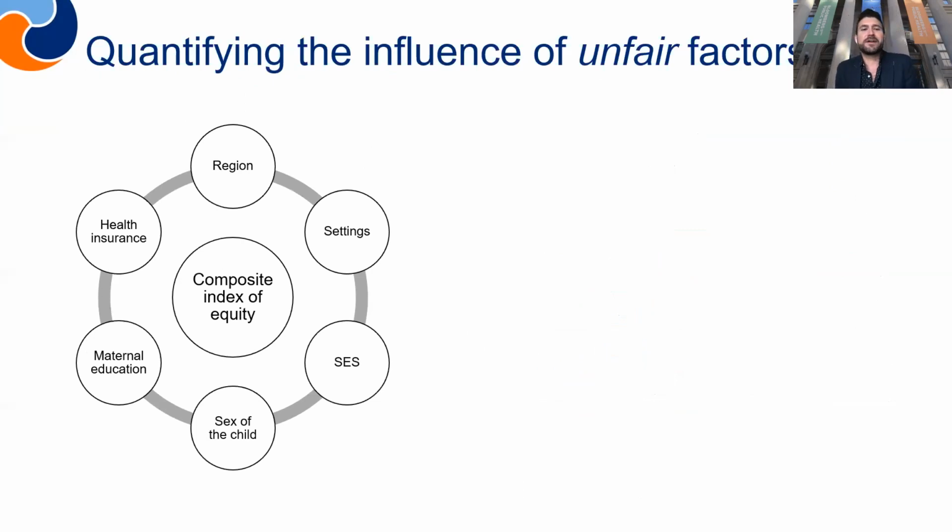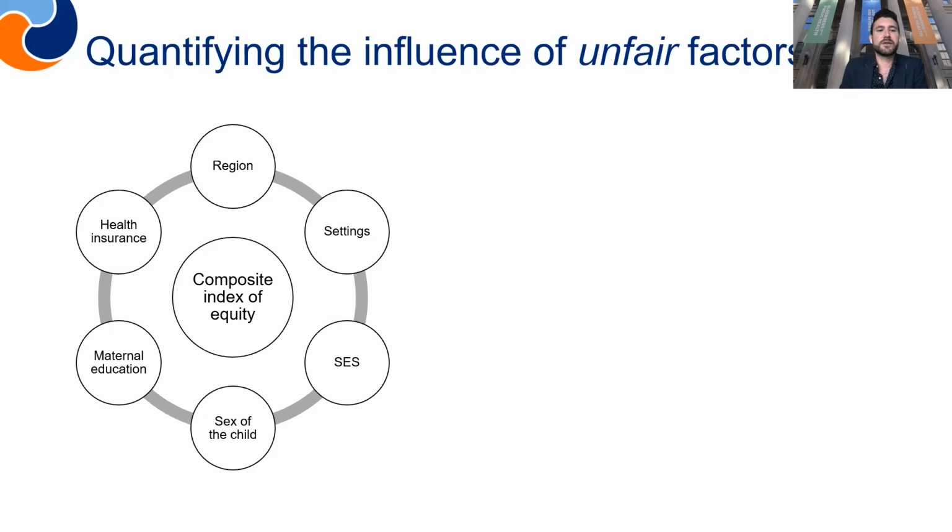So we're going back to this unfair factor and quantifying the influence of unfair factors. Again, this terminology comes from the social choice space, but what we're considering unfair factors here are things that are preventing children from becoming vaccinated that really shouldn't have an influence on their vaccination status.